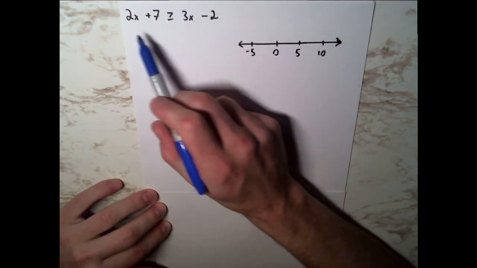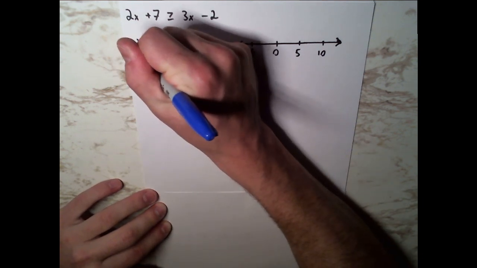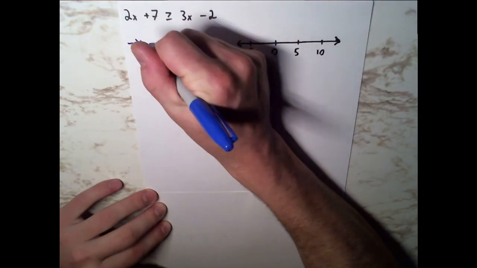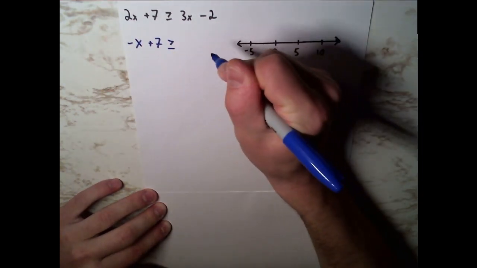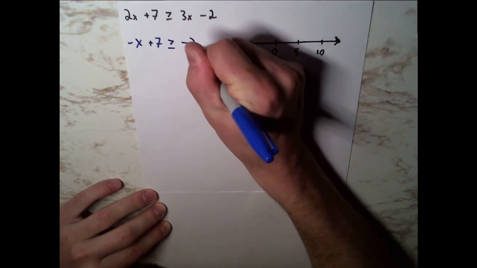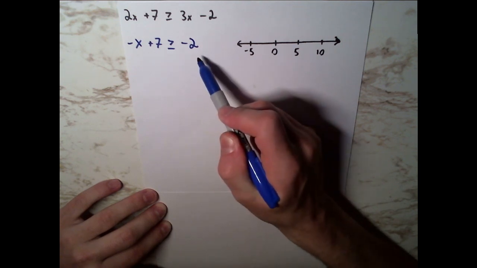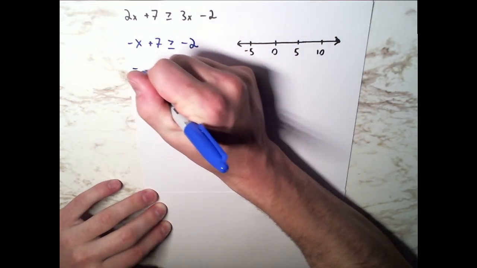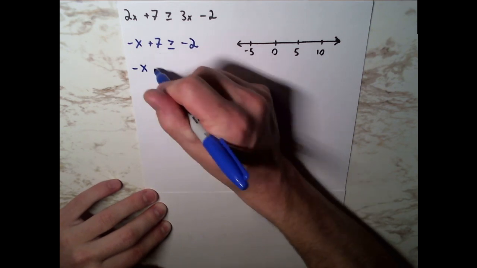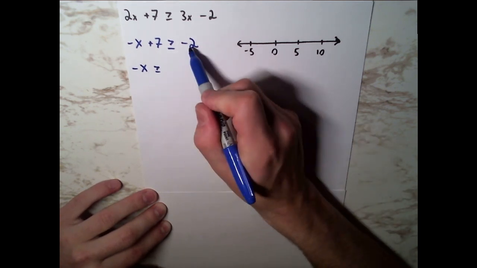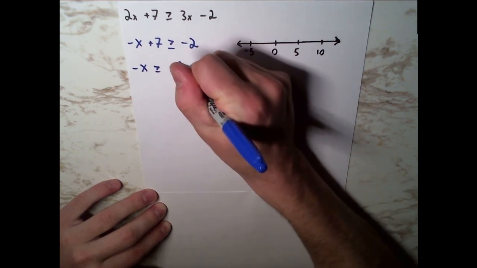So 2x and subtracting 3x is going to give us a negative x over here. We still have this plus 7 greater than or equal to negative 2. So now we want to move this 7 over to the other side. So we're going to have negative x, and I'm going to subtract 7. So negative x is greater than or equal to negative 2 minus 7. So that's going to give us negative 9.